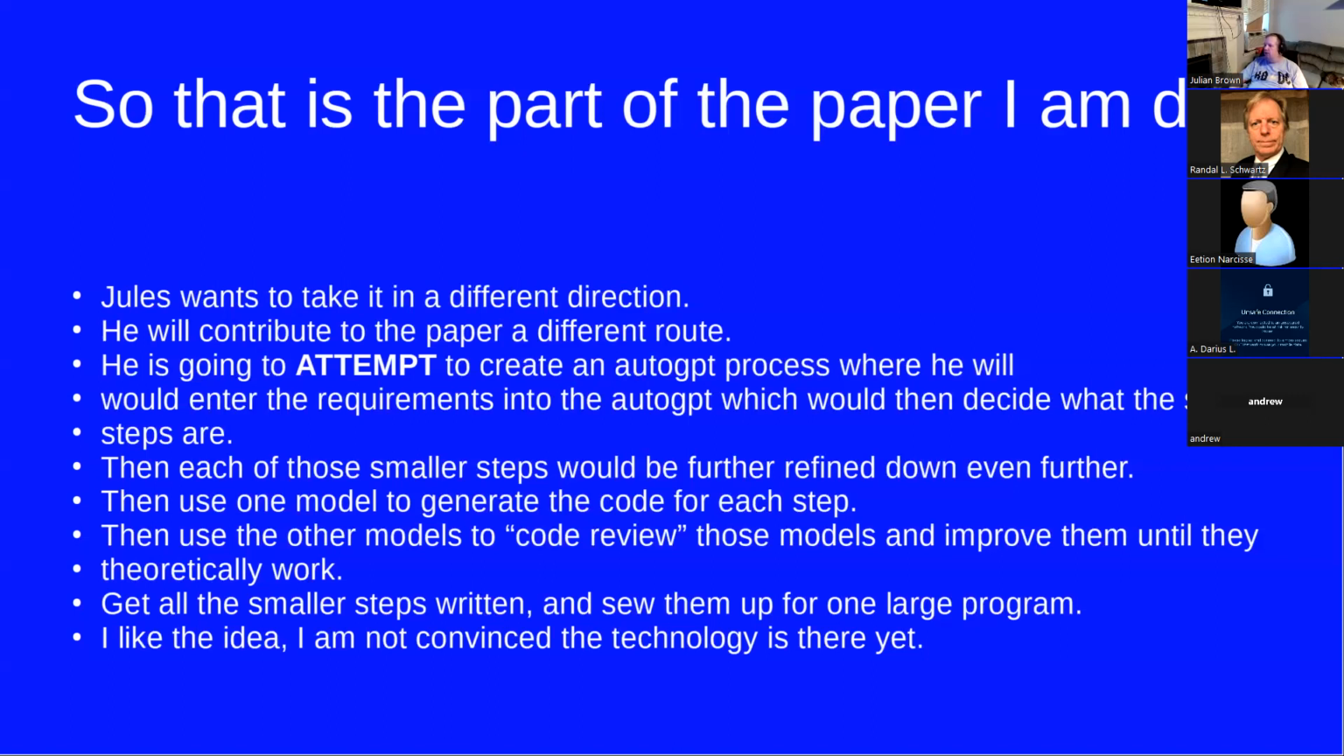So he was saying that he would use this Auto GPT environment to analyze the problem. You would have to write out the requirements document, and then the Auto GPT would create some steps to do. Then it would pass those down, and each of those smaller steps would be refined down to even smaller steps. Then we would pick one of the models and generate code for each step, but then use the other models to code review the code, and then have them make appropriate changes to the code.